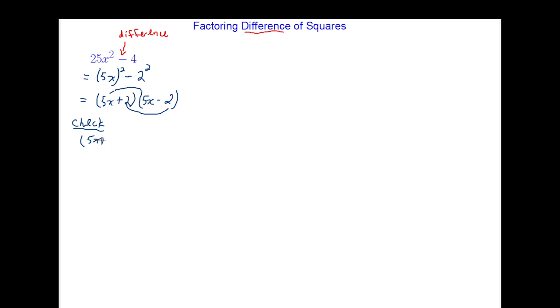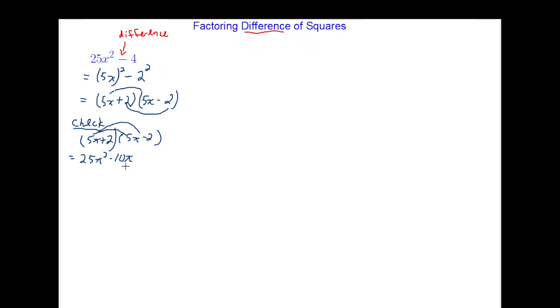So 5x plus 2 times 5x minus 2. We'll just make sure that we get the same thing that we started with back. That's the nice thing about factoring and expanding. You can kind of check. So let's go ahead and multiply 5x by 5x. That gives us 25x squared. We multiply 5x by negative 2. That's going to give us a negative 10x.